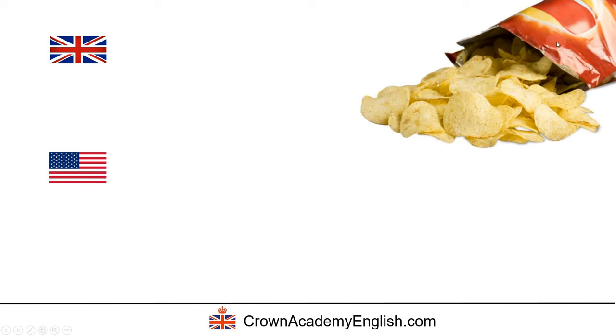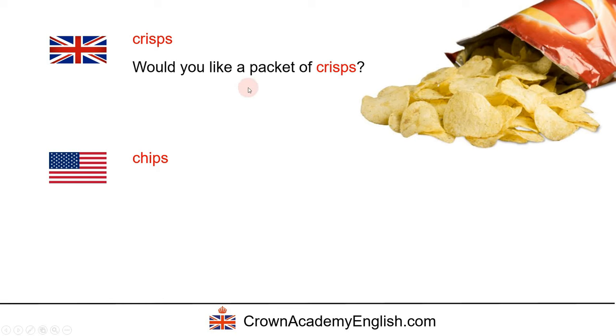Okay, so this is a type of snack food, and in British English, we call them crisps. It's quite difficult to say crisps. And in American English, they call them chips, or sometimes potato chips. Example, would you like a packet of crisps? Or in American English, would you like a packet of chips? Okay, so in American English, these are called chips.